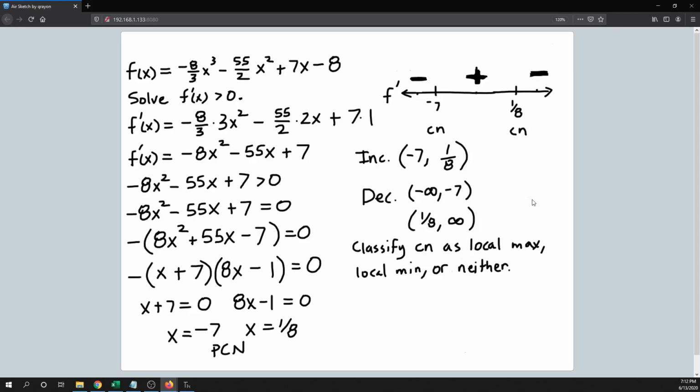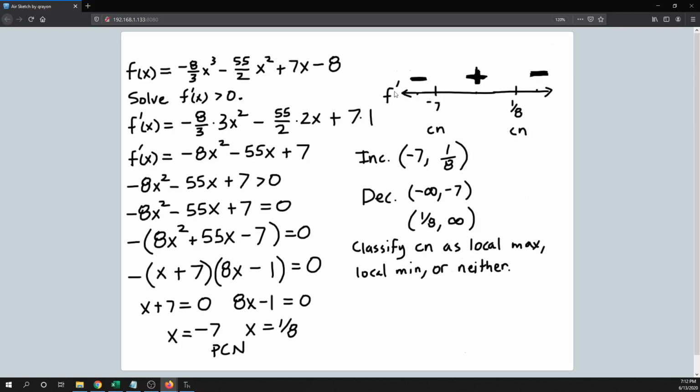All right, so having gone through all that work for increasing and decreasing, we have found that there are two critical numbers, -7 and +1/8. And we have our sign diagram, so all we have to really do is look at our sign diagram, and we'll be able to tell if this is a local max, local min, or neither.